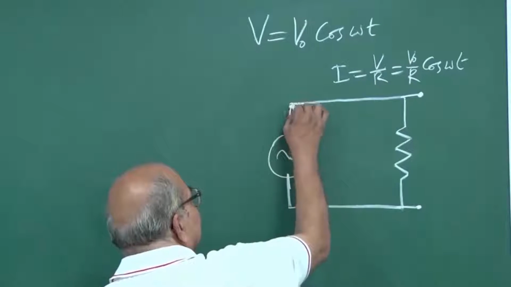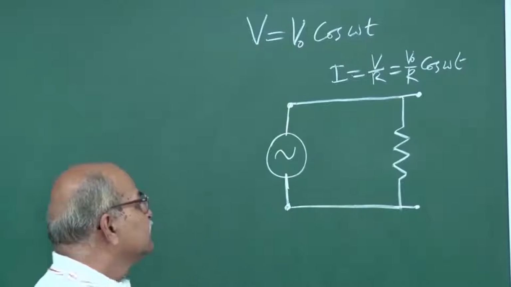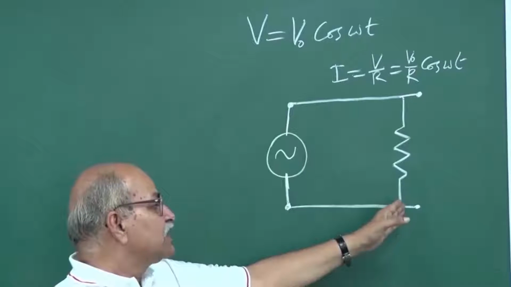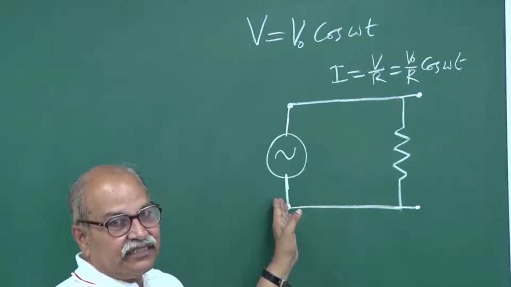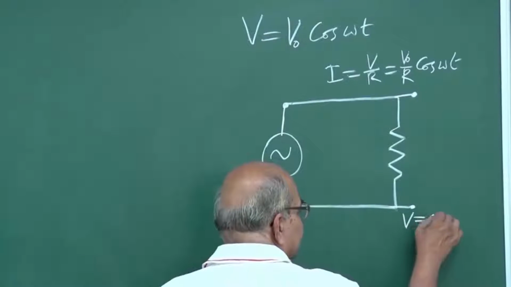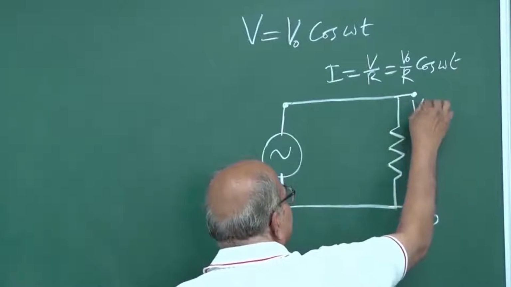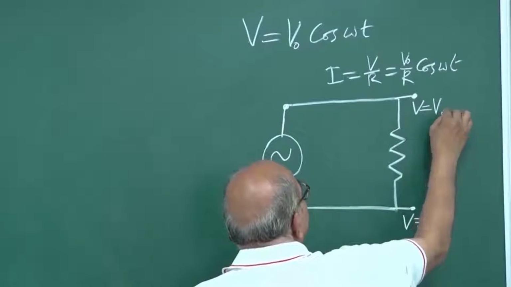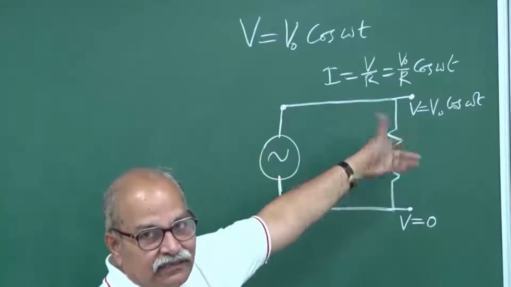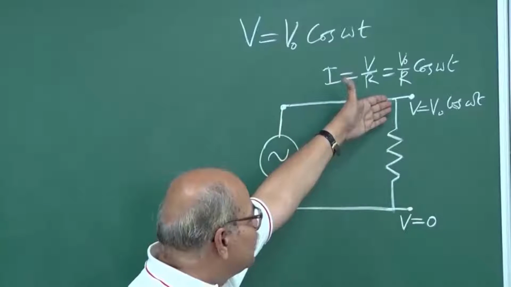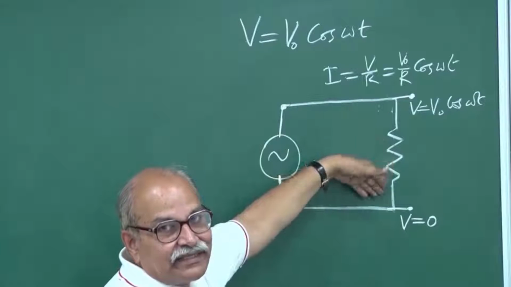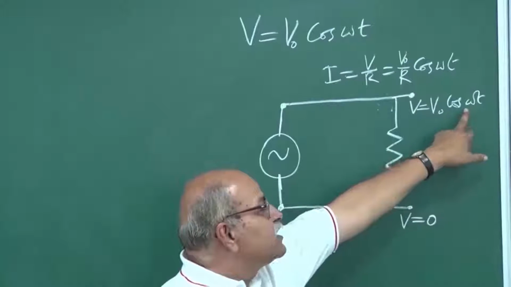If the connecting wires do not have resistance, then whatever potential is here, the same potential is here. So if I call this 0, then the potential here will be just V naught cos omega t, and that means it will change sign. So the current will go in one direction and then in the other direction and so on. The current will change sign with the frequency guided by this omega.